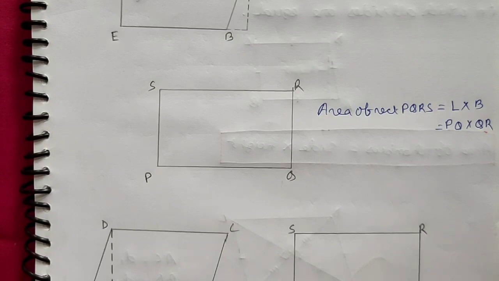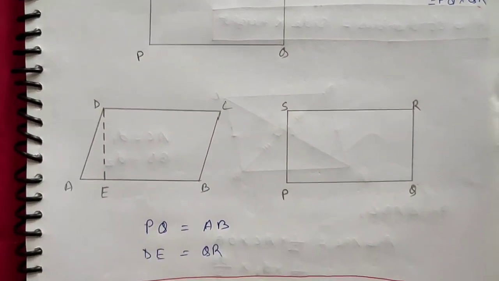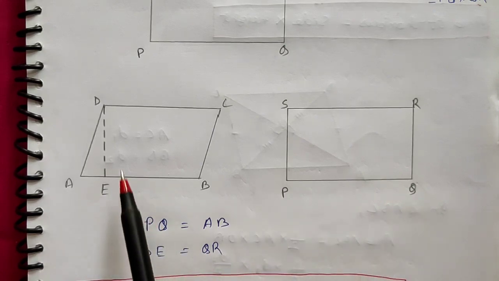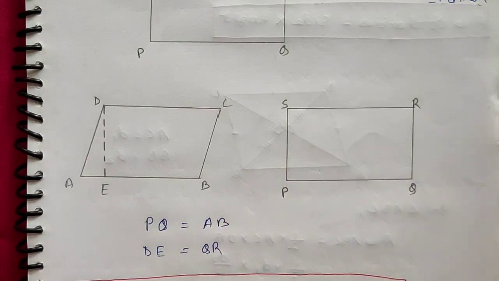Now let us compare the figures, that is the rectangle and the parallelogram. We can see that PQ equals AB, and DE, this is the height, equals QR. So the area of the parallelogram ABCD should be equal to AB into DE, right? AB into DE. And AB is the base, and DE is the height. Okay, I think you are clear.